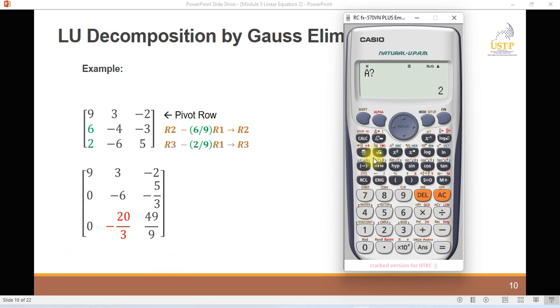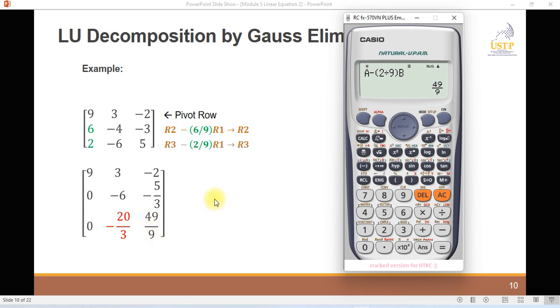Then calc negative 6 over 3. So that is negative 20 over 3. And then calc 5, then negative 2. So that is 49 over 9.